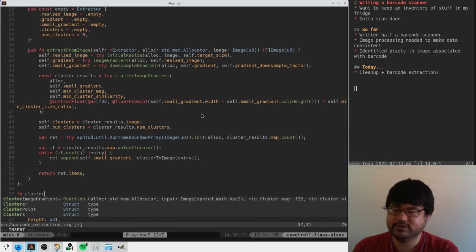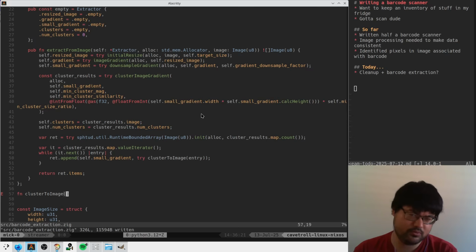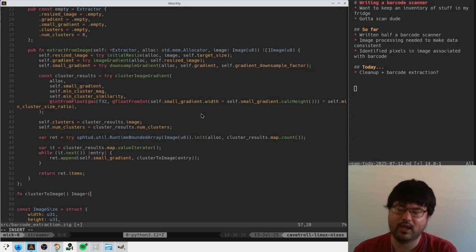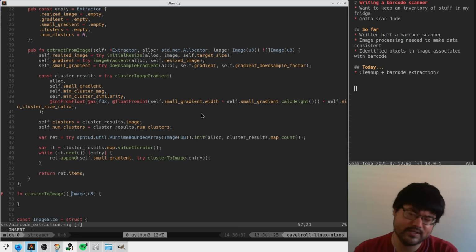So cluster to image is almost certainly something that can fail, because there's almost certainly going to be some allocations in here. I don't really know. Maybe not. I guess we'll see. Oh yeah, because it has to make an image. So obviously this thing will allocate because it needs to allocate an image. It must always.